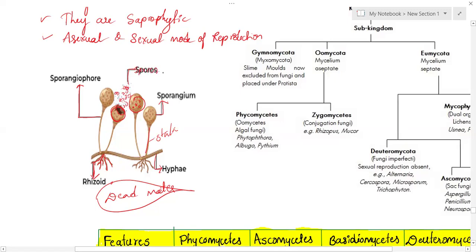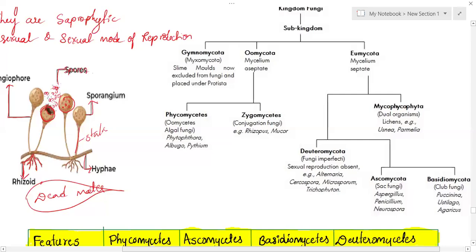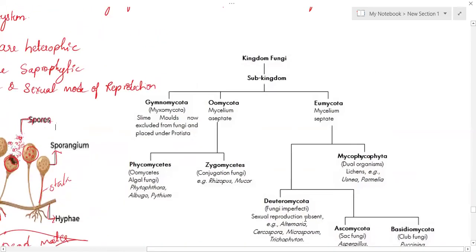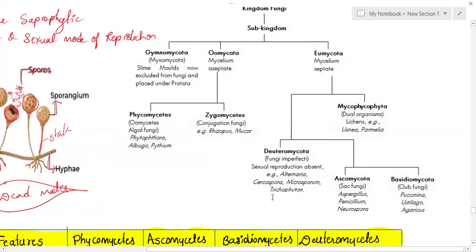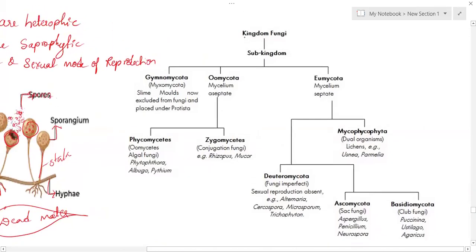Okay, this is about the sporulation. Coming to the classification of the fungi, the fungi will be classified into subkingdoms like Gymnomycota, Oomycota, Eumycota, like that. Gymnomycota we also call Myxomycota. Oomycota has a mycelium. Eumycota also has a septate mycelium.